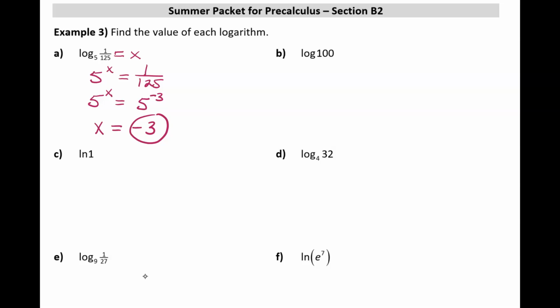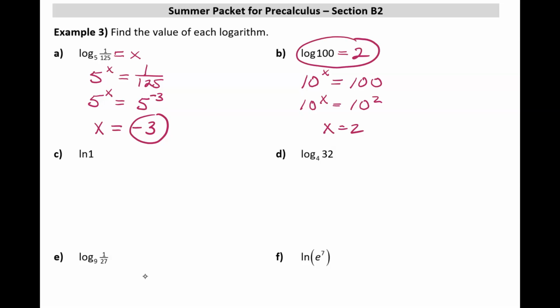Same thing for B. We have log of 100. So we're setting that equal to x, or equal to a question mark if you prefer. And then we ask ourselves, what is the base? 10. What is the exponent? That's the part I don't know since it's on the opposite side of the equal sign from the log. And that equals 100. And 10 to the x is equal to 100, and 100 is 10 squared, so that must mean that x equals 2, so log of 100 must equal 2.